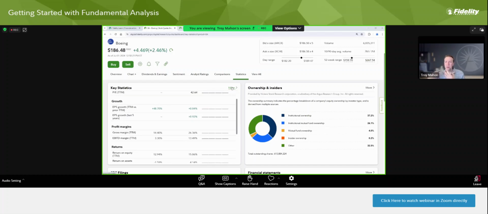What's the price to sales, the price to book, the price to cash flow? So we want to look at the valuation and understand, okay, here's the company, here's what it does, here's how much money it makes or perhaps doesn't make. Okay, what's the valuation? What am I paying for?